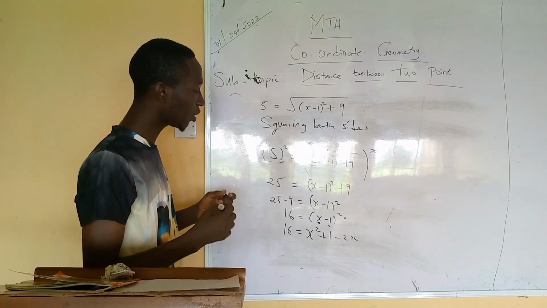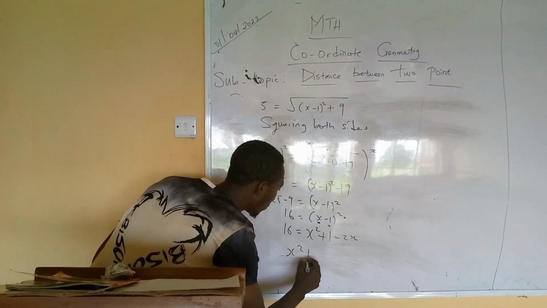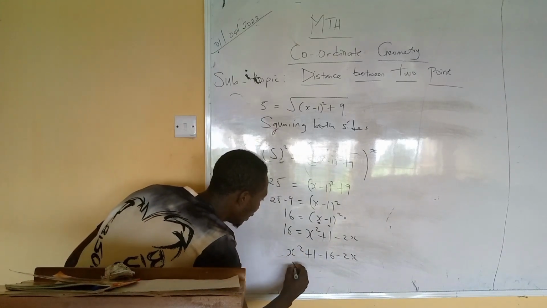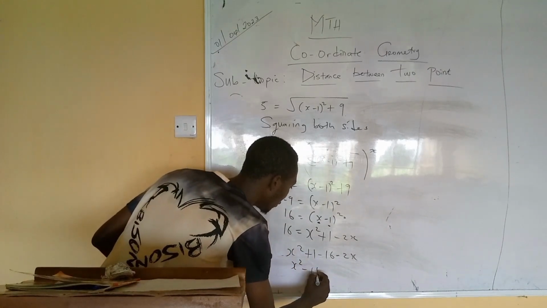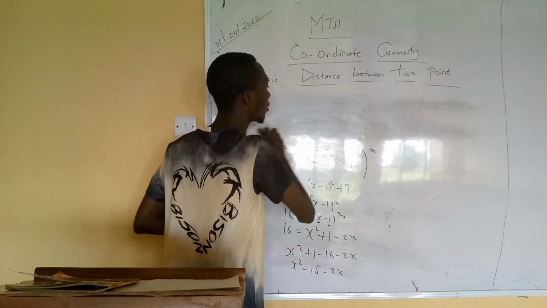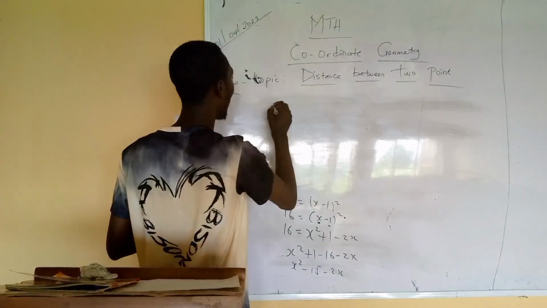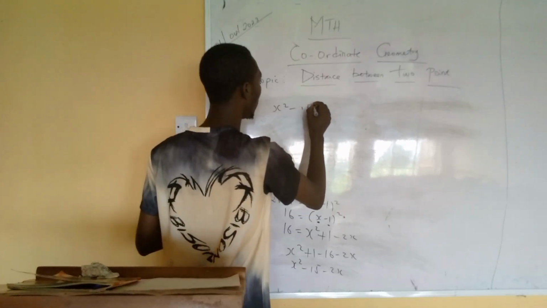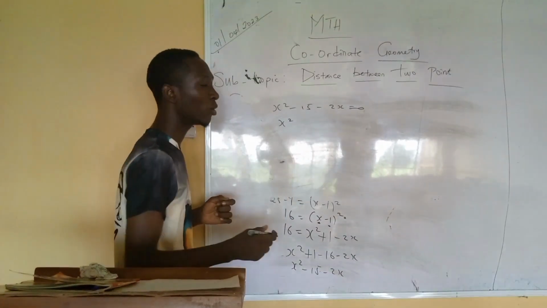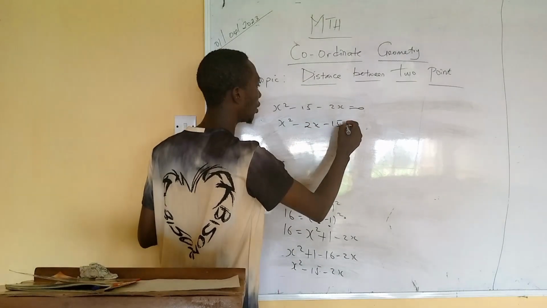Now what else do we have to do next? Collect like terms. Bring this 16 here, so it becomes x squared plus 1 minus 16 minus 2x. So 1 minus 16 is minus 15. It's now x squared minus 15 minus 2x equals nothing. Now we can arrange this, it becomes x squared minus 2x minus 15 equals 0.